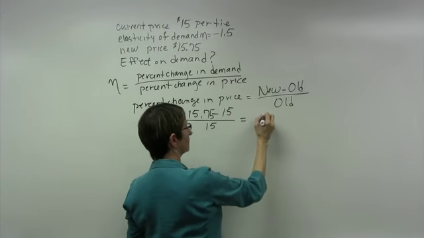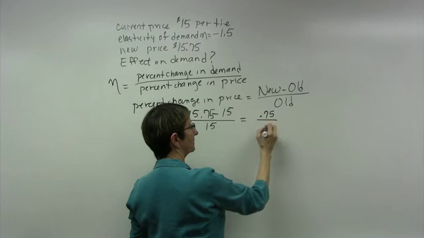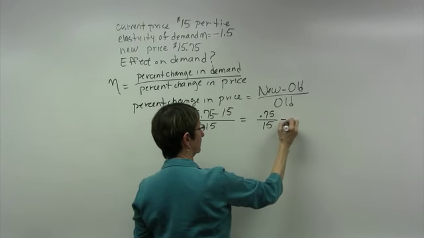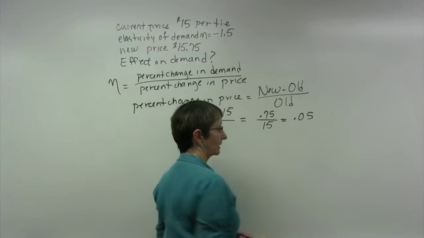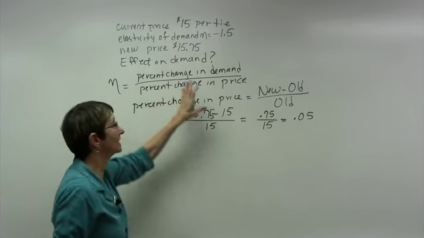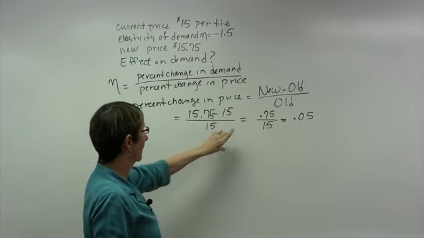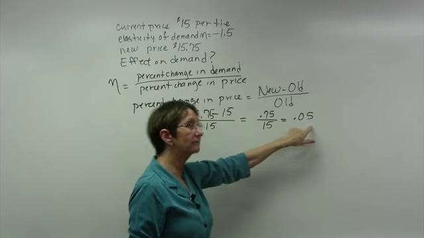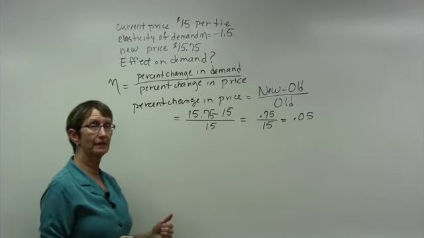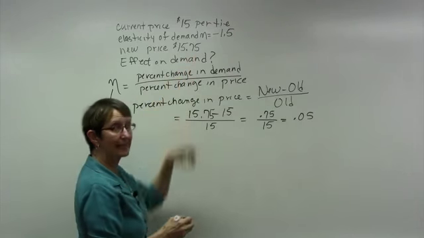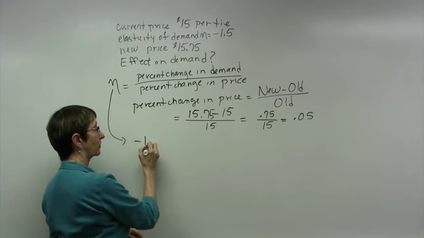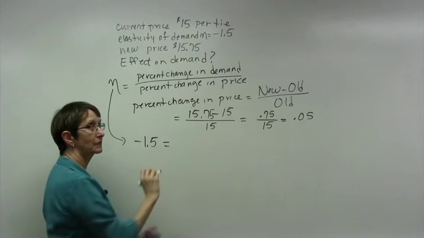So that is 0.75 divided by 15, which gives us 0.05. So if we want a percent change in price, and we have 0.05, that'll give us 5%. So let's take this equation. Elasticity is negative 1.5. Remember, it has no units of any kind.